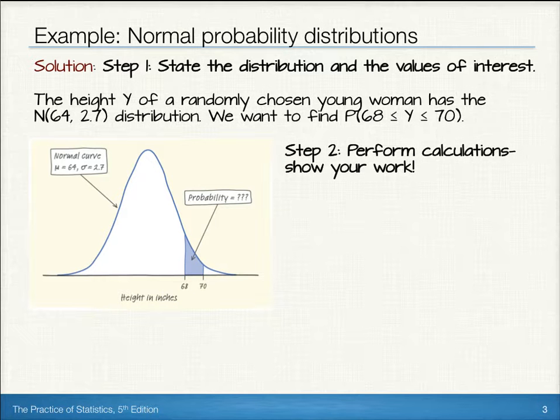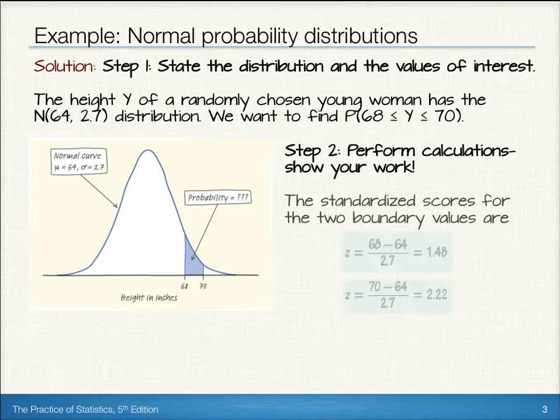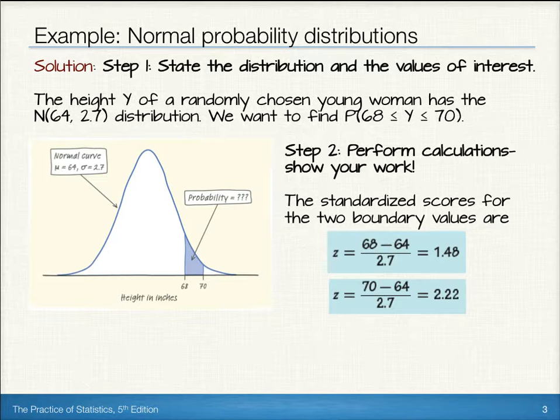Next, we'll perform our calculations, being sure to show our work. As you recall from an earlier chapter, what we'll need to do is standardize the scores for those two boundary values. We find that the boundary value 68 is 1.48 standard deviations above the mean, while the boundary value of 70 is 2.22 standard deviations above the mean.